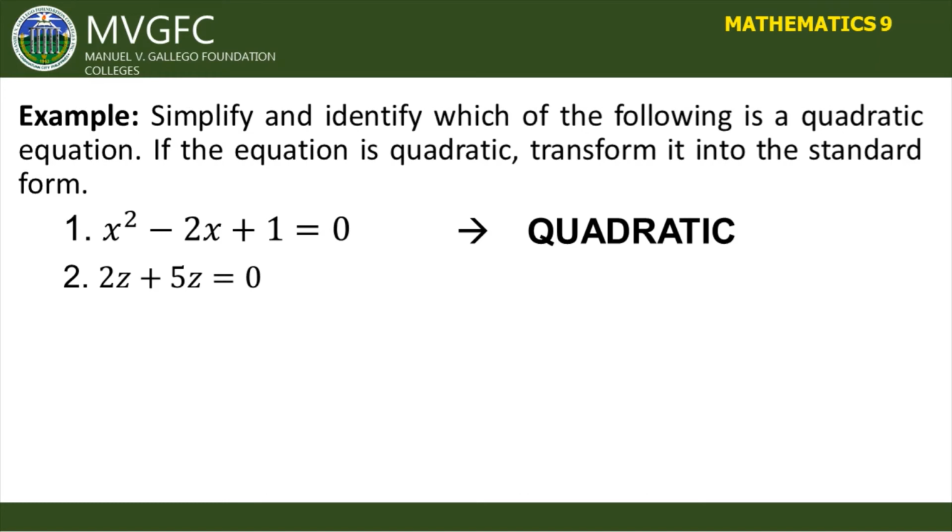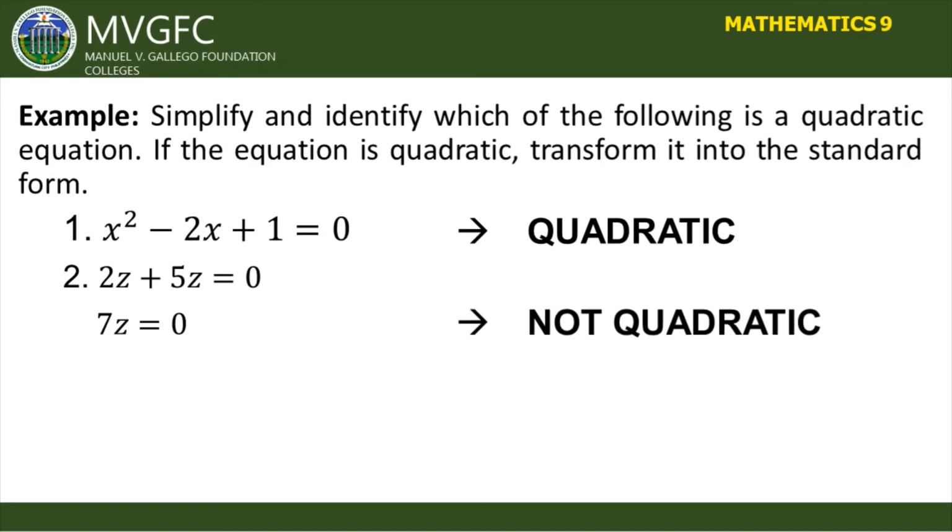For number 2, we have 2z plus 5z is equal to 0. We know that 2z and 5z have the same variable, so we simply add those terms. So 2z plus 5z is equal to 7z is equal to 0. But still, that is not a quadratic equation. Why? It is because the highest degree of the exponent is only 1, and that is for linear equation.